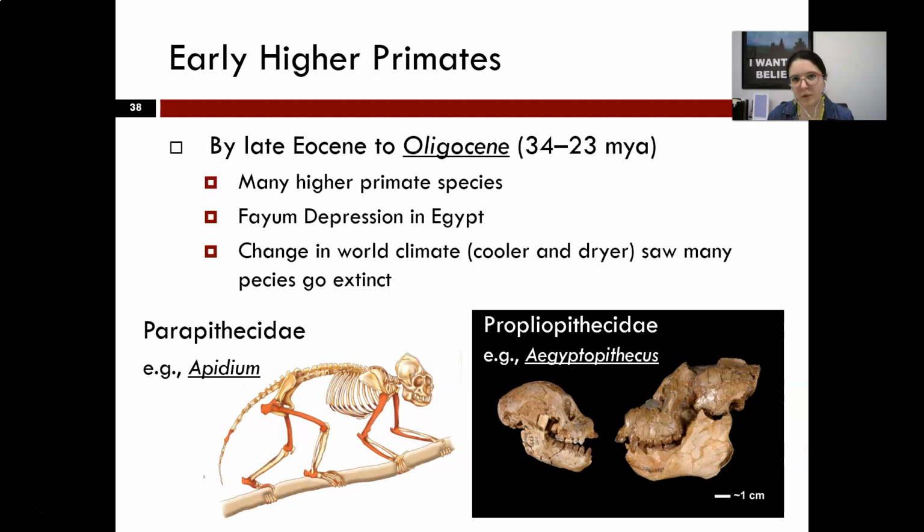But what brought about the evolution of the higher primates, the monkeys, apes, and humans themselves? That's what we see in this phase with things like Parapithecidae and Propliopithecidae, really good examples of early monkeys and apes potentially as well. The earliest of these higher primates do appear to be things like Apidium, again with a kind of generic monkey sort of form.